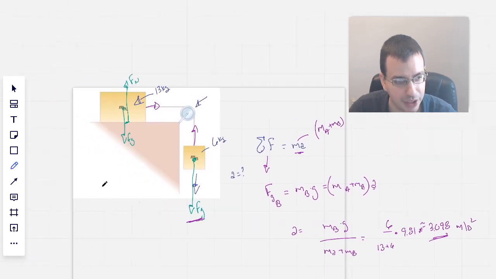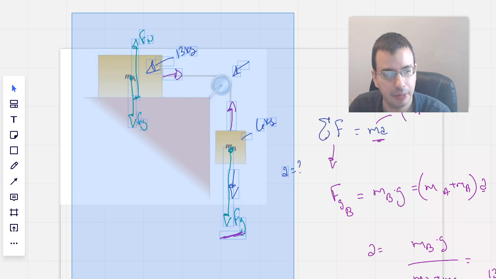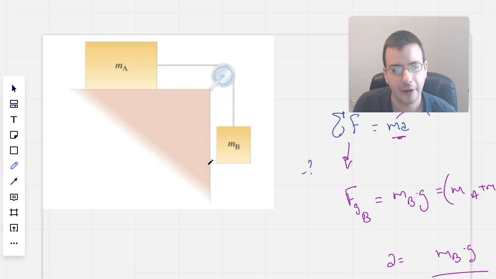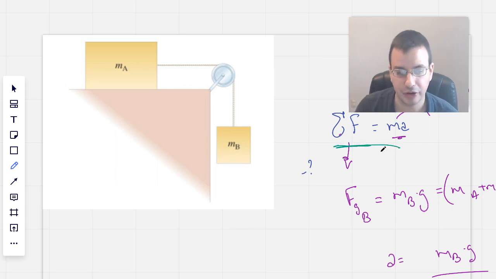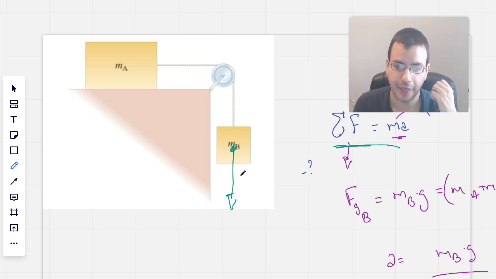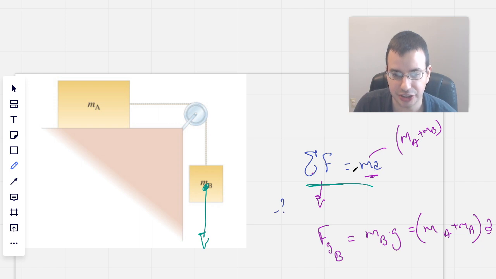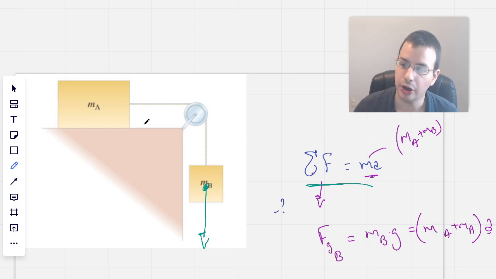So to recap what we did here: we have these two blocks, and we want to find out how much they are accelerating. So we use the formula, sum of all forces equals mass times acceleration. All the net force is going to come from block B, so that's going to be its mass times gravity. And then that's going to equal the combined mass of the system times the acceleration of the system. Then do some algebra, solve it, and we get about 3.1 or so. Hope that helped. See you next time.